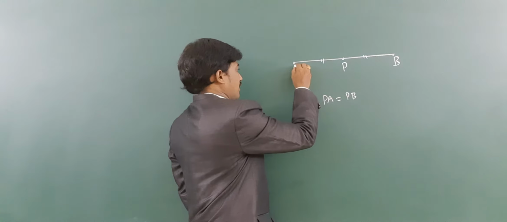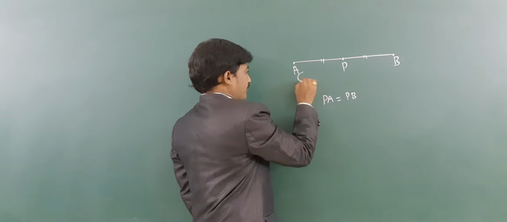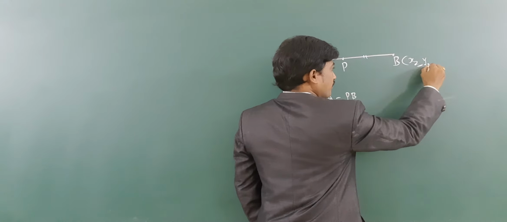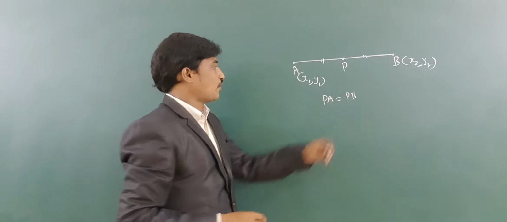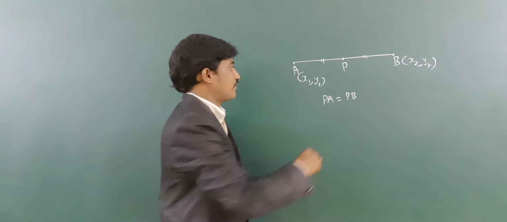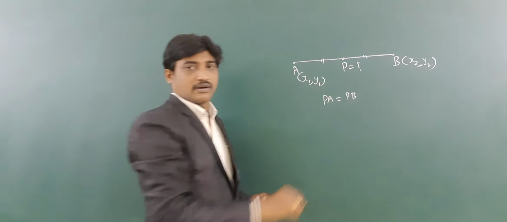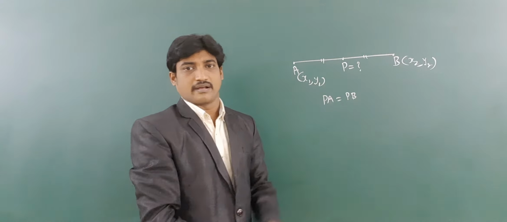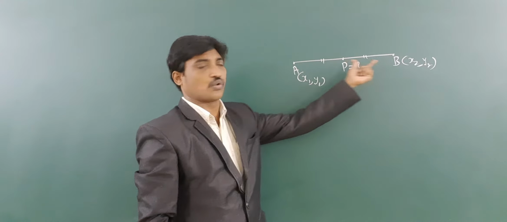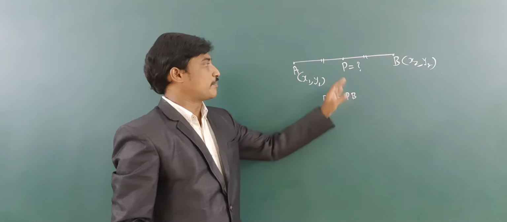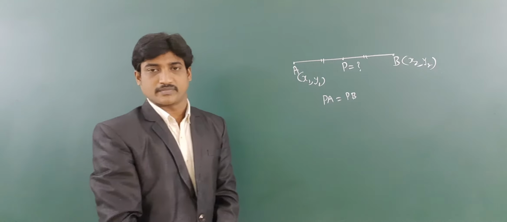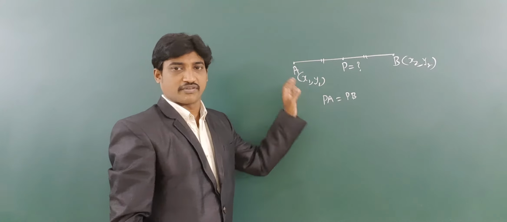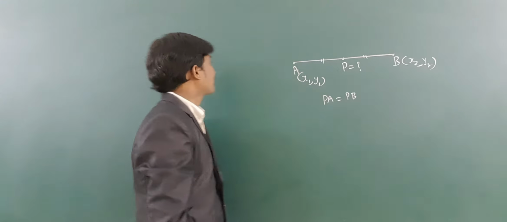A can be denoted with ordered pair (x1, y1), and B with ordered pair (x2, y2). If we know A and B, then we can find the ordered pair of P. Here P is dividing AB into two congruent parts. So P is the midpoint of AB. Let us write the formula for the bisecting point of a line segment joining AB.